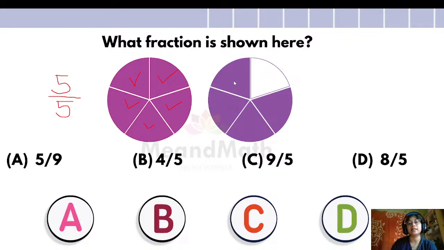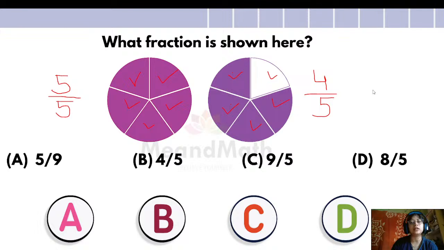Now let's come to the second circle. This is also divided into 5 parts. 1, 2, 3, 4, and 5, isn't it? So again, 5 is going to be the denominator. Yes, correct. Saina is confident and sticking to C. Very good, Saina. Now, out of 5 parts, how many parts are colored in the second circle? We have 1, 2, 3, and 4. 4 parts are colored. So the first circle shows 5 out of 5 and the second circle shows 4 out of 5.